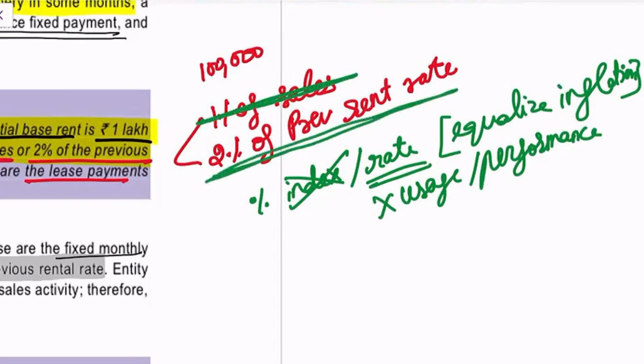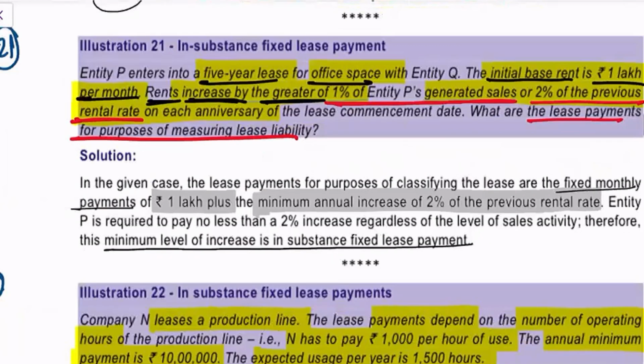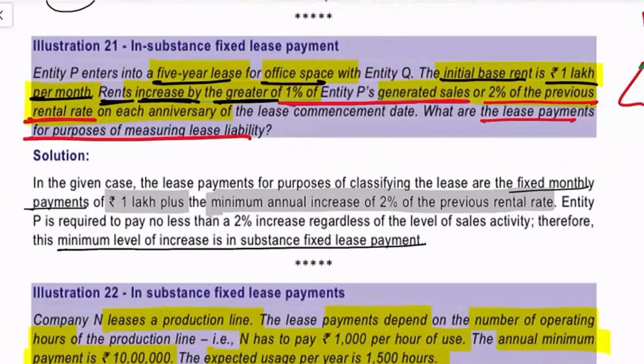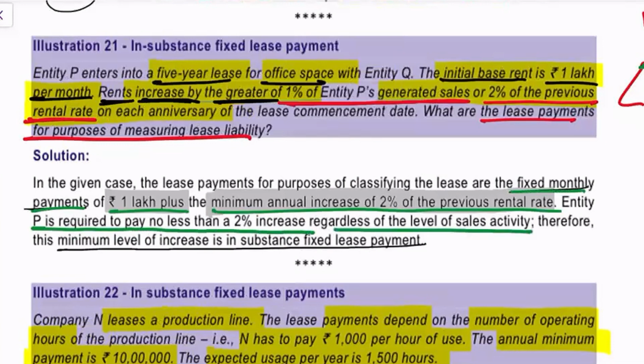You will take 2% of the previous rent rate into consideration, because with sales, even if you're not going to make any sales, there will be no payment that you're going to make. The payment is going to be zero then. Correct, that is not possible. So here 2% of the previous rent rate you will take into consideration. So that will be your lease payment: fixed monthly payments of 1 lakh rupees plus a minimal annual increase of 2% of the previous rent rate, because here they are saying P is required to pay no less than a 2% increase regardless of the sales activities. Therefore, the minimum level of increase is the in-substance fixed lease payment.